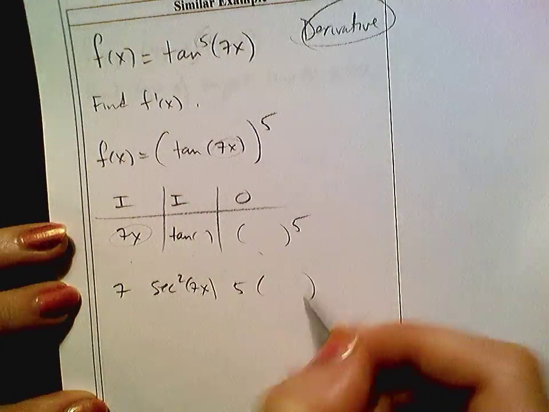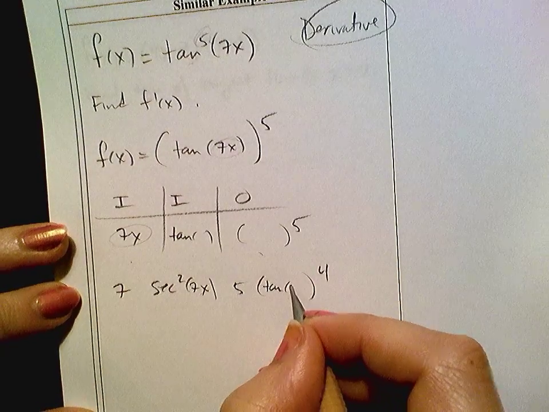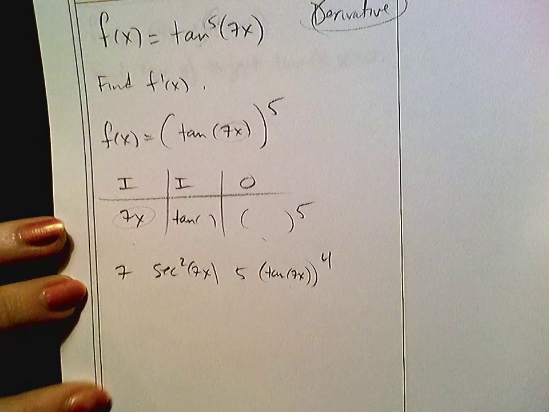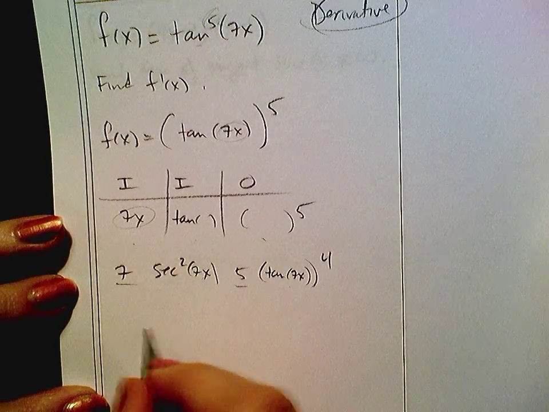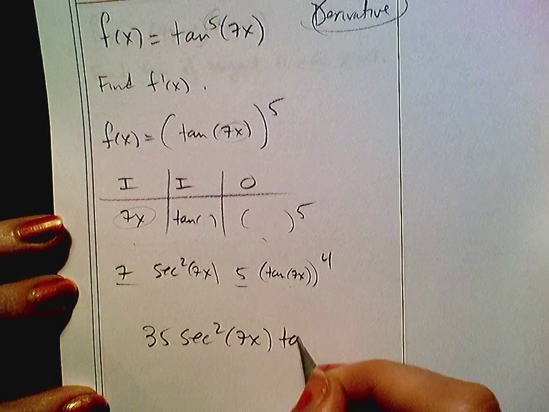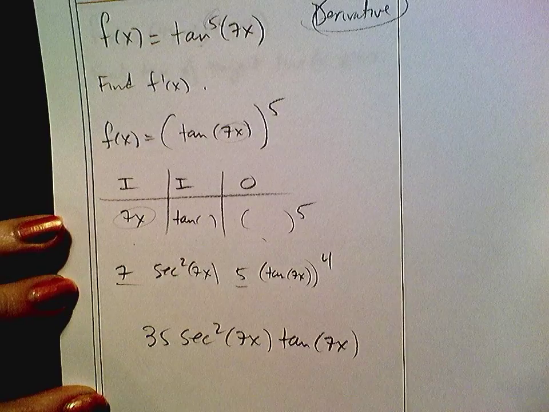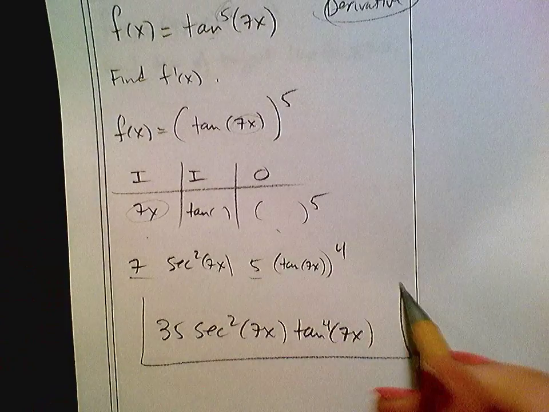And then this is 5 blank to the 4th. So what was in here before was tangent of 7x. And then this 7 and the 5 you can multiply. So this is 35 secant squared of 7x, tangent of 7x, but to the 4th.